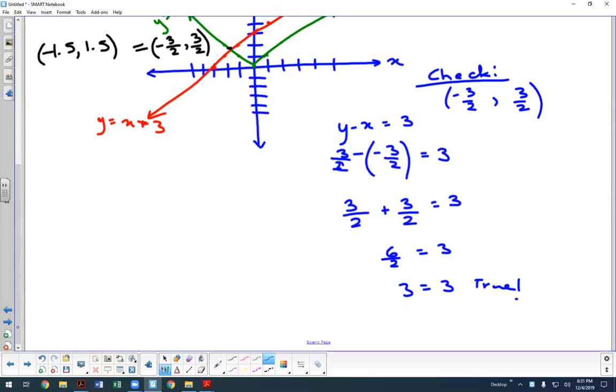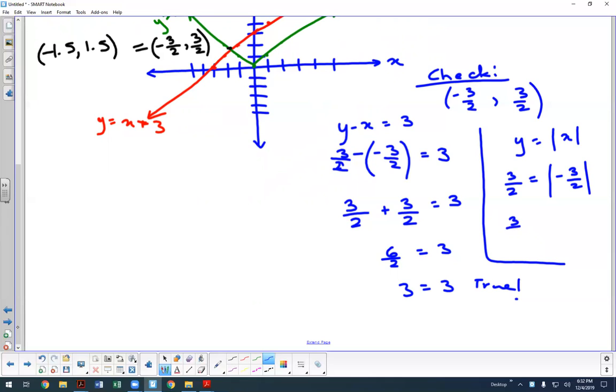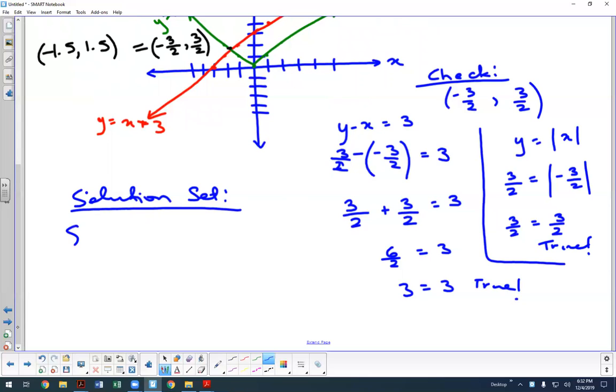If we check this for the absolute value function, that's 3/2 equals absolute value of negative 3/2. Again, we know absolute value is going to make it positive, which will also end up giving you a true statement. So since both our equations check out, we know that's our solution set.